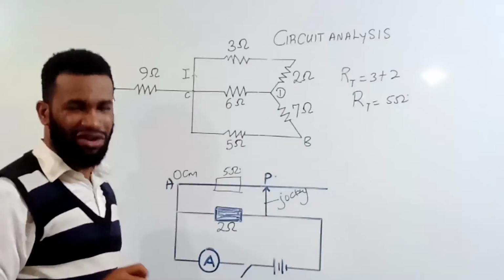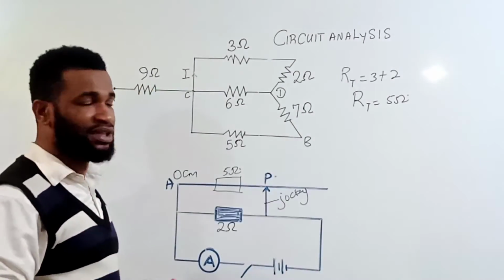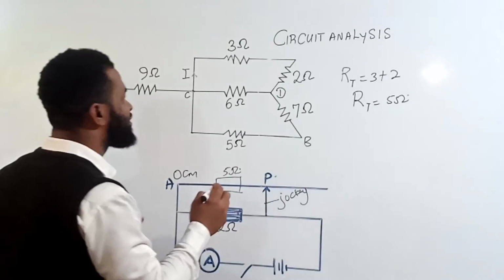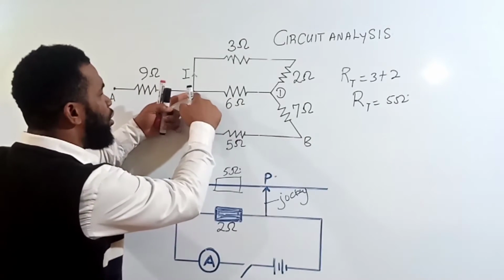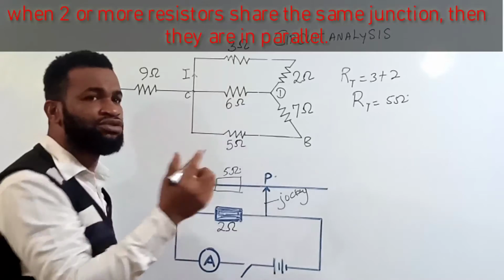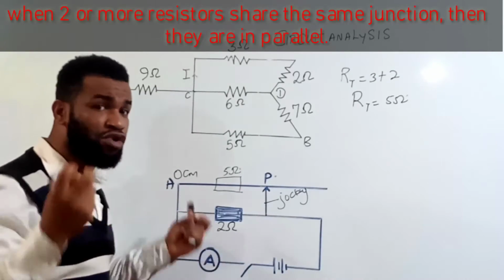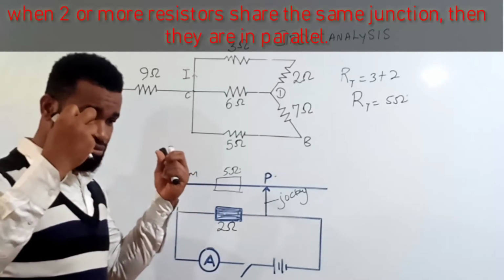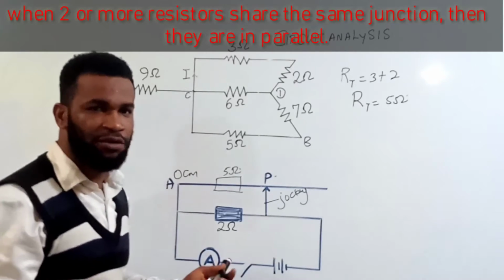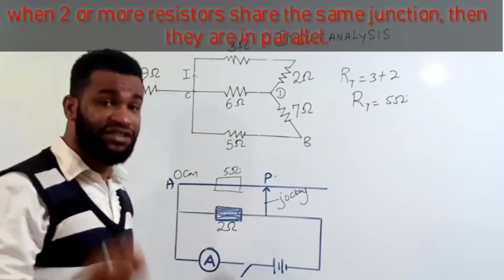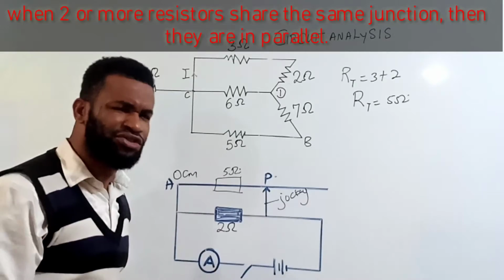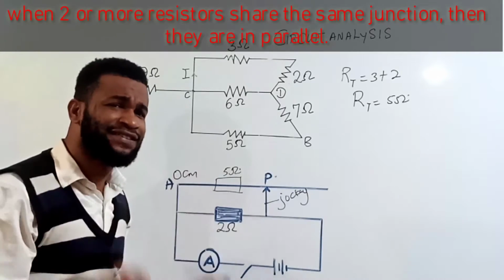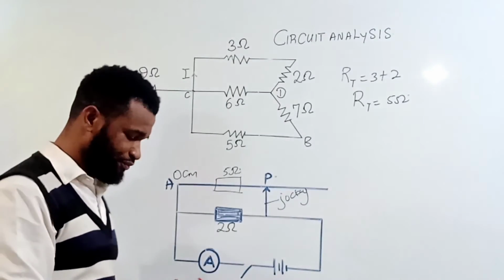Now, there is something you will understand. Very important thing you have to understand here. That when two resistors share common, okay, let me put it this way. When two or more resistors share common junction, then they are said to be in parallel.